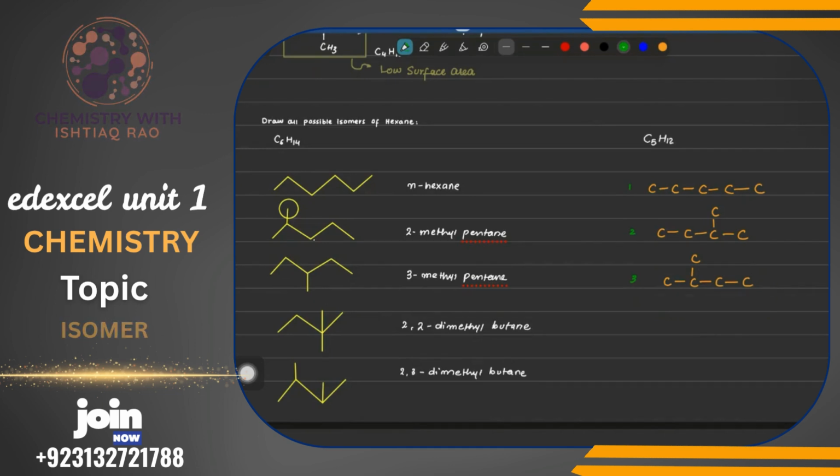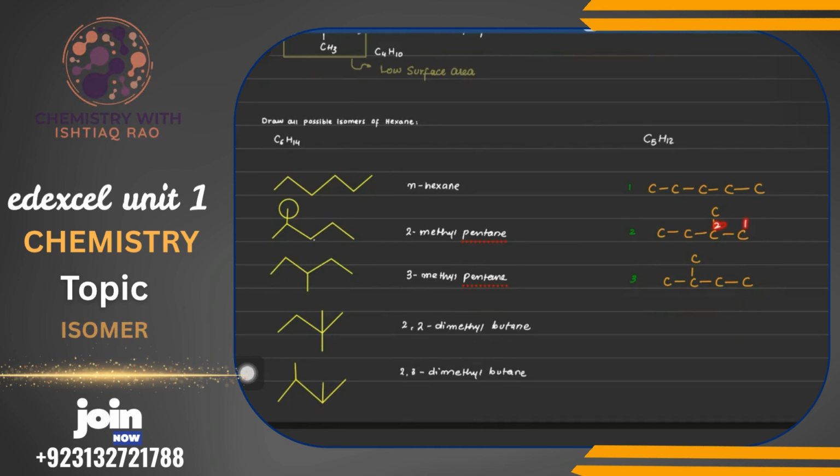Is that correct possibility? No, it's not correct. That's why I was saying that whenever you are going to draw the structure of any compound, you must give the name to that compound. Otherwise, it's going to be difficult for you to identify the correct structure. If you give the name to this compound, it's 2-methyl butane. It's also 2-methyl butane. According to the rule, we are supposed to give the lowest number to the branch.